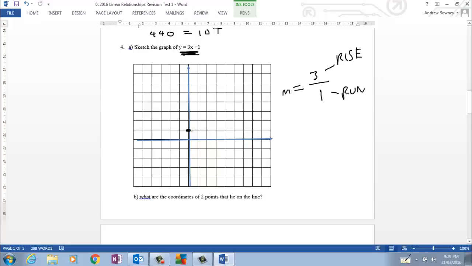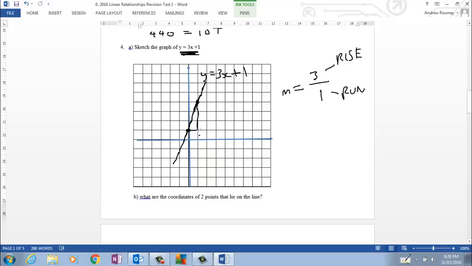So when we go across 1, we've got to go up 3. We've got to go up like that. Across 1, up 3 to our next point. And so this is the line through these 2 points. This is the line of that equation. That's y equals 3x plus 1. What are the coordinates of 2 points that lie on the line?